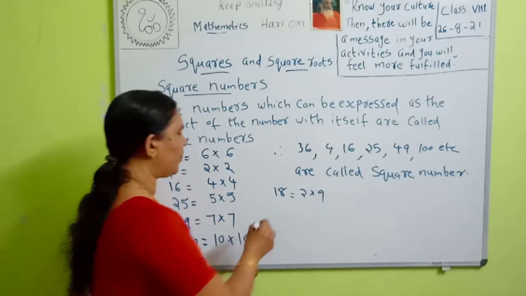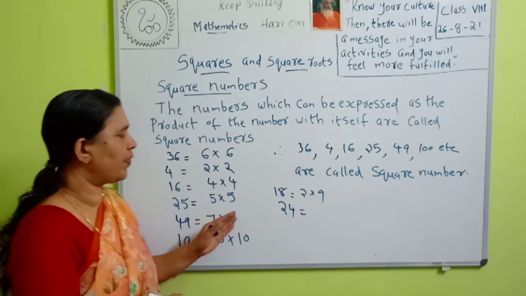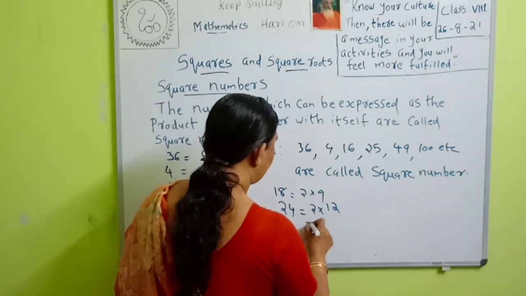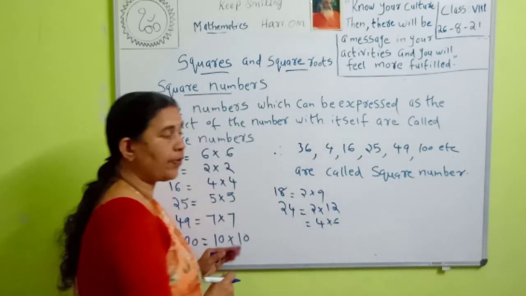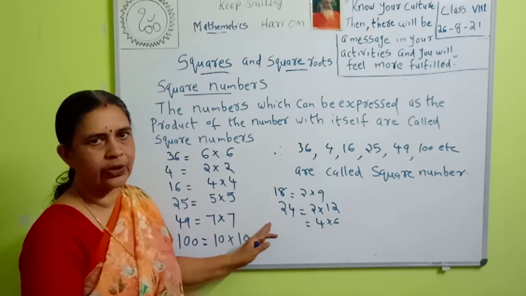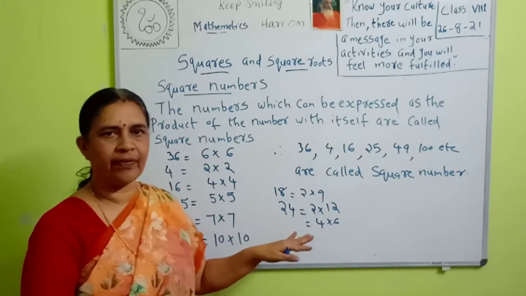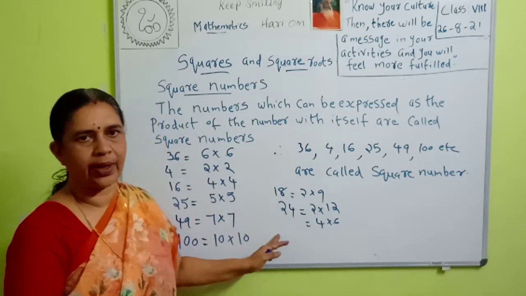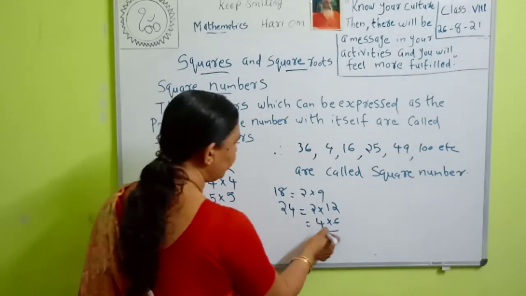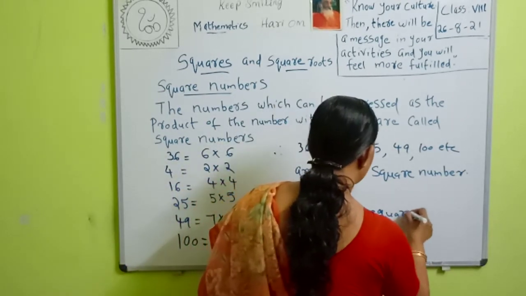Okay. Then 24, can you express it as the product of the number with itself? No. We can write 24 as the product of two numbers, 2 into 12 or 4 into 6, but it is not of the form the product of the number with itself. So these are not square numbers. So what is a square number? If we can express it as the product of the number with itself, it is called a square number. Others are not square numbers. You remember it. Okay.